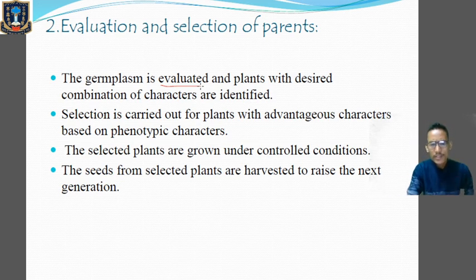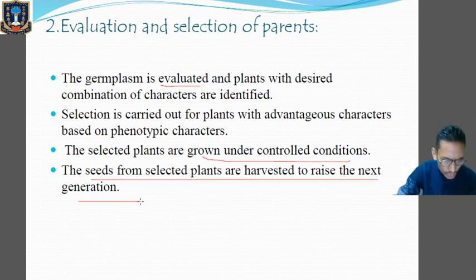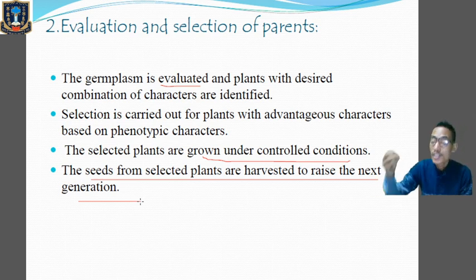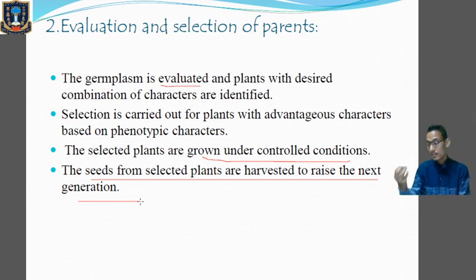After the selection of the parents with suitable or desirable characteristics, those selected parents or plants are grown under controlled conditions. Clear? And the seeds from the selected plants are harvested to reach the next generation. So what we have done: we have created the germplasm, and then we are going through the evaluations where we try to find the plants or seeds with desirable characteristics. I've given examples of what the characteristics can be: higher production, better quality, disease resistance, which can be grown in any climatic conditions, which can tolerate environmental factors like high salinity and extreme temperature conditions. That can be our characters for selection.